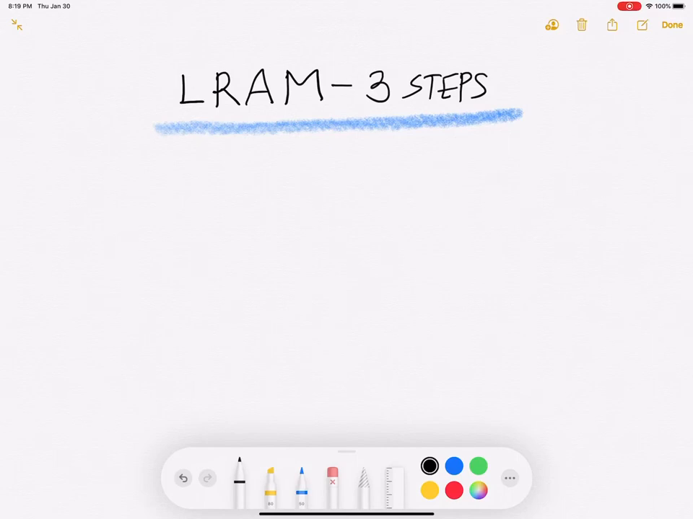Today I'm going to explain Riemann sums. There are four different types of Riemann sum: LRAM, RRAM, MRAM, and TRAM. Today I'll just focus on LRAM, which means left rectangular approximation method. This is a method to find the area under the curve and above the x-axis between x equals a and x equals b using rectangular areas.